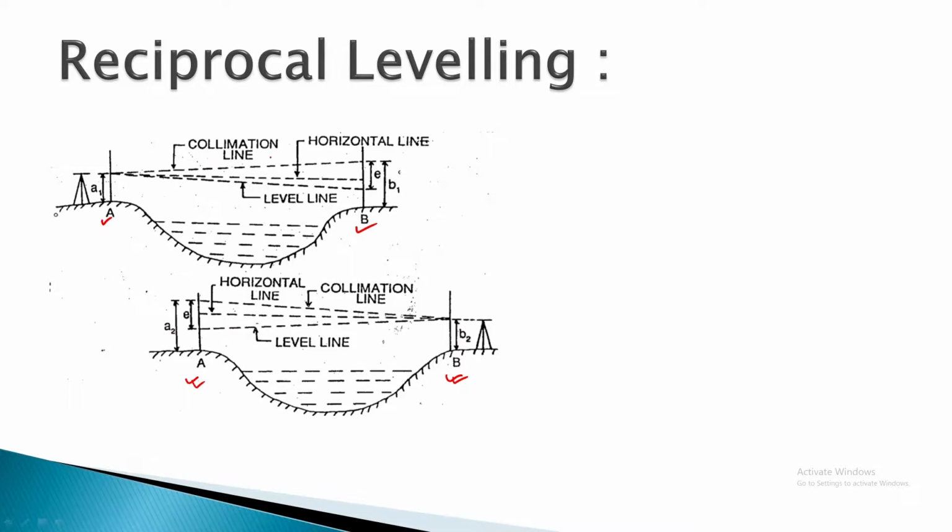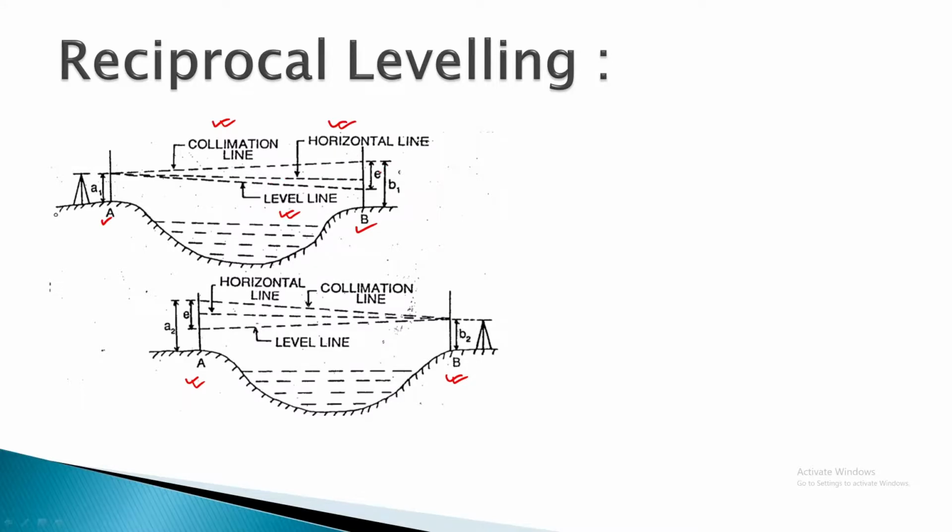Now you know the definitions of these lines: the collimation line, the horizontal line, and the level line. The level line is parallel to the mean spheroidal surface. The collimation line, you already know, is the imaginary line which passes through the optical center of the object glass and the crosshairs. And the horizontal line is a line parallel to the horizontal surface. So these are the lines which are indicated.